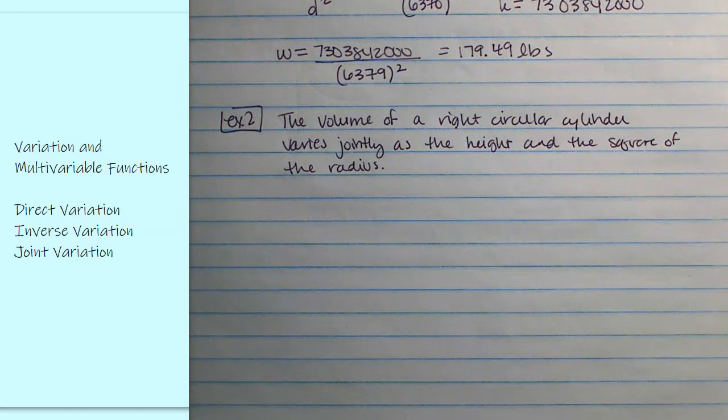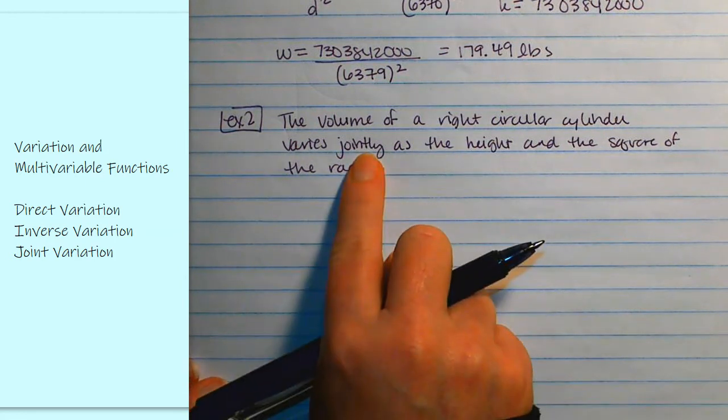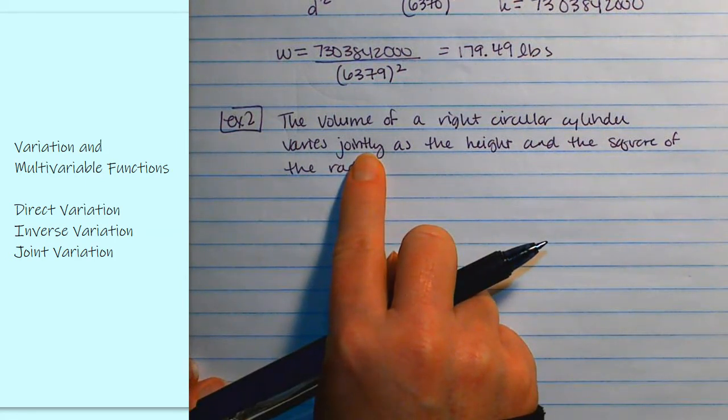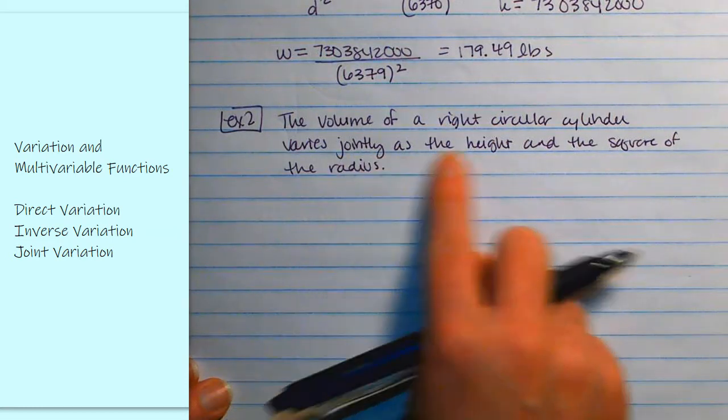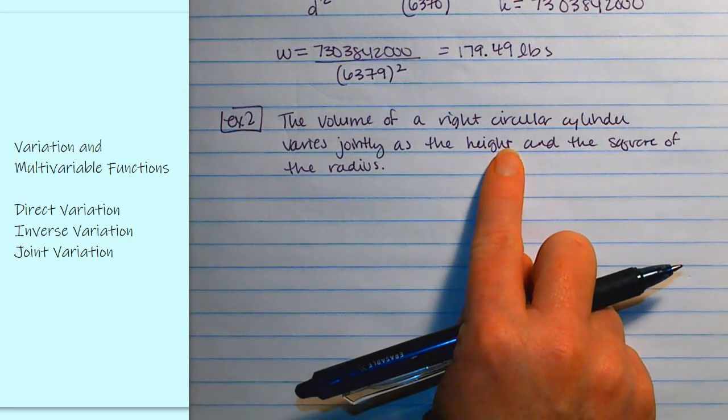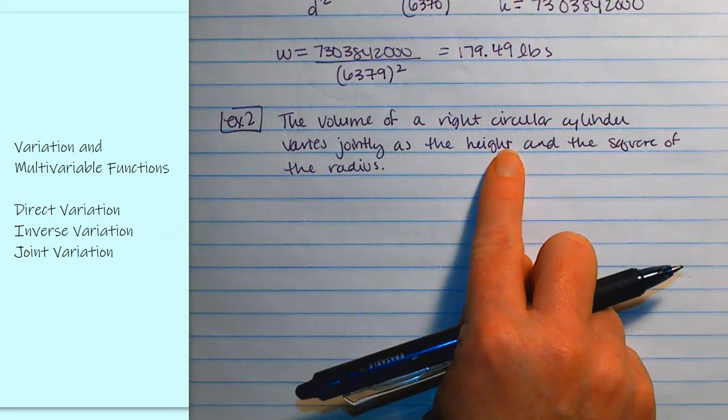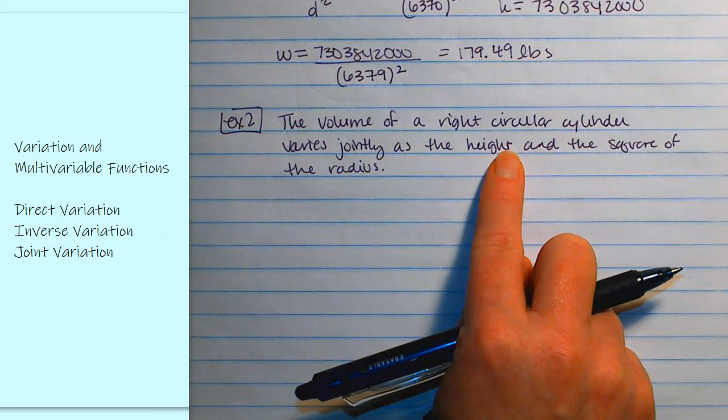Okay, let's look at our first example that has the word varies jointly in it. So varies jointly only means that we have more than one variable. So if it says jointly and inversely, that extra variable will go in the denominator. If it just says jointly, then they're both going to go in the numerator. This is a regular geometric figure that you would have done in geometry, but let's look at the equation of it in terms of proportionality for this exercise.